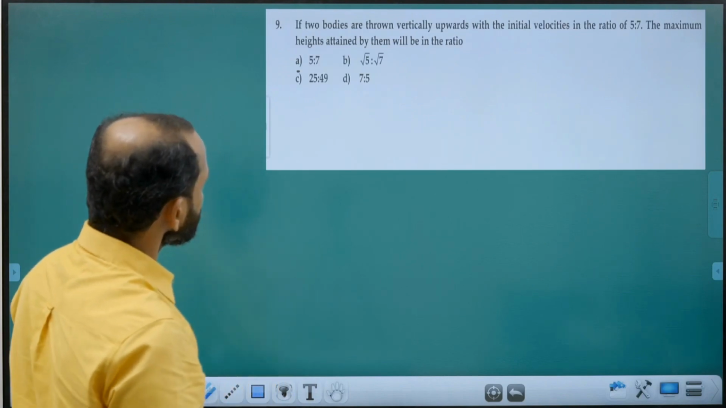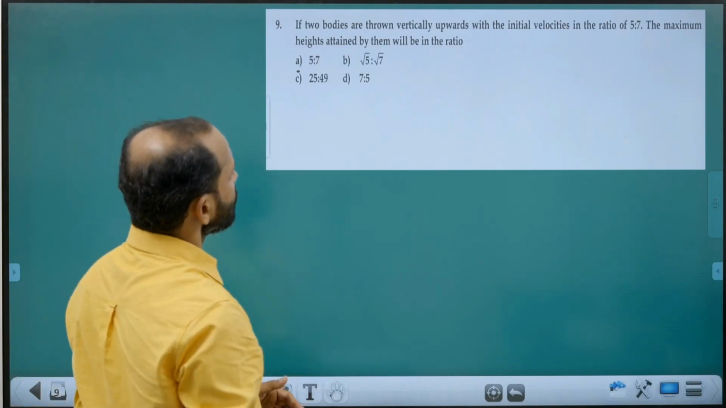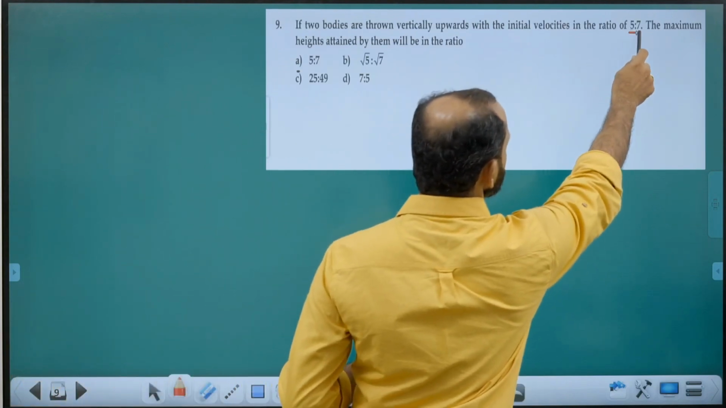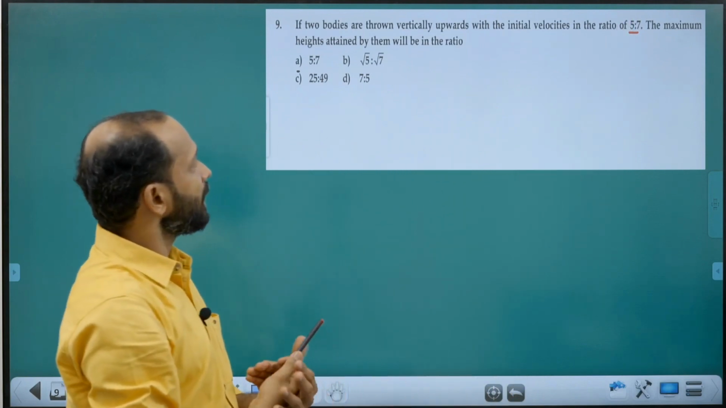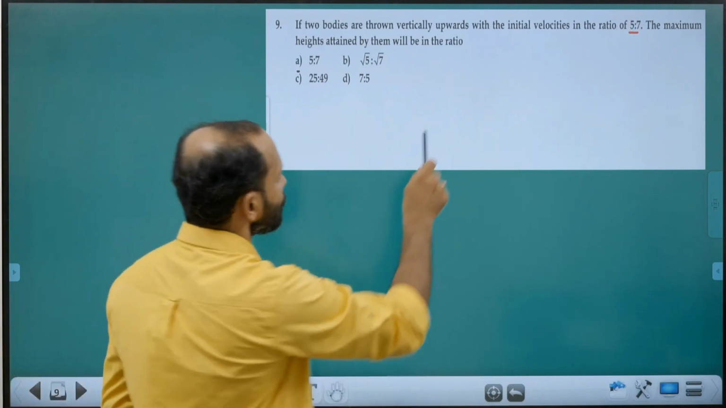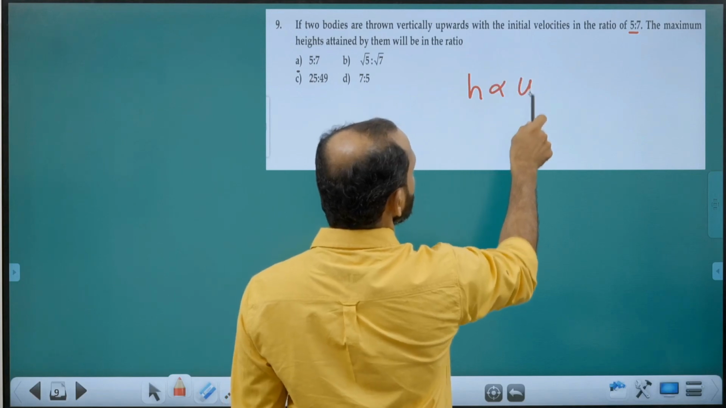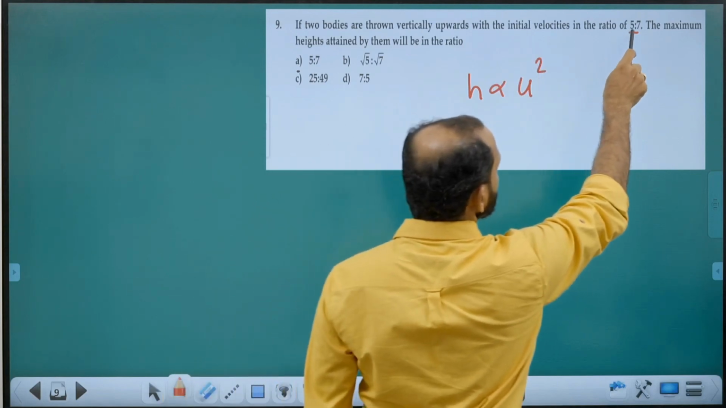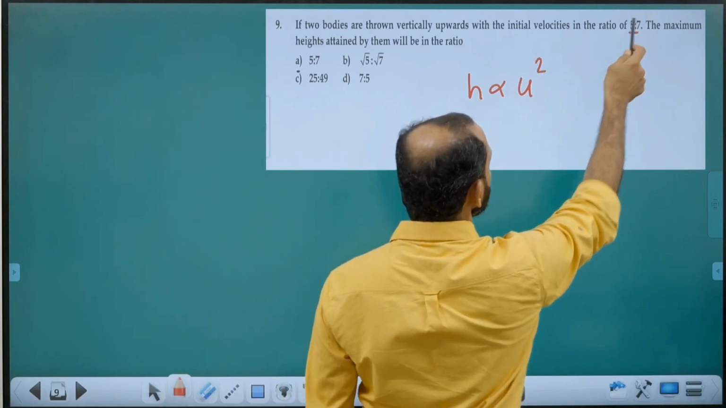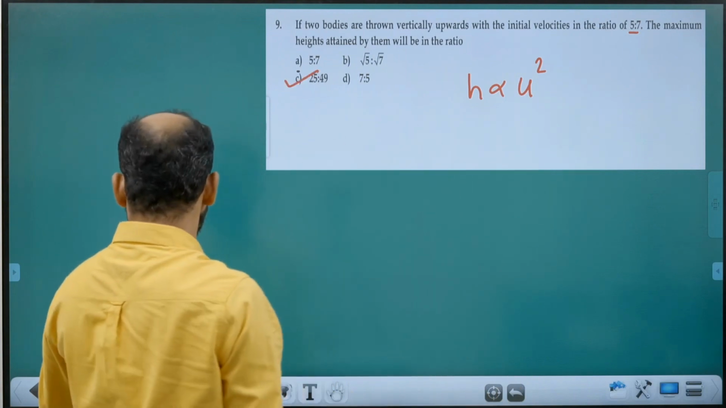Next, two bodies are thrown vertically upward with initial velocities in the ratio 5:7. The maximum heights attained will be in the ratio? Height is proportional to speed squared. The speed squared ratio will be 25:49. So the answer is C.